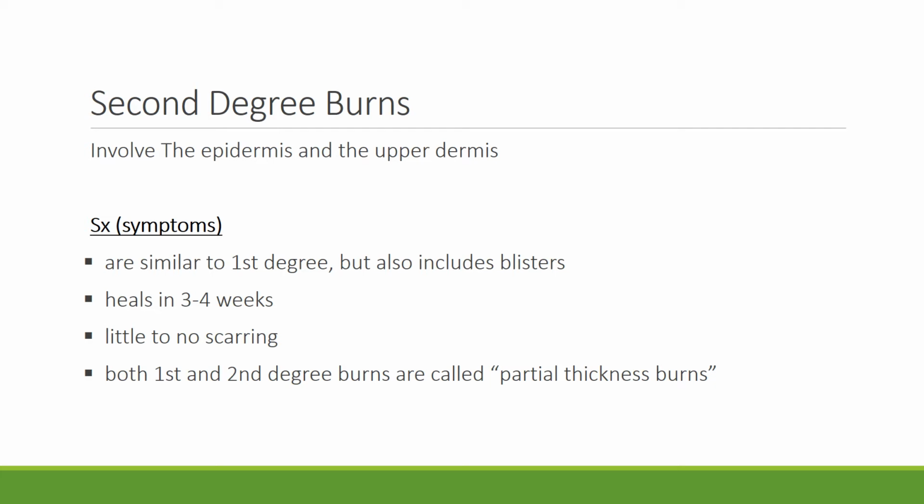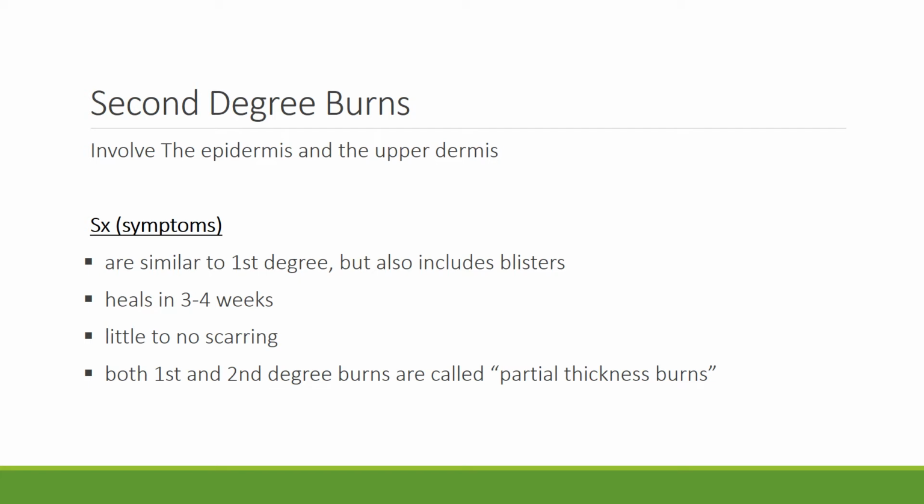Second-degree burns are more serious because the damage extends beyond the top layer of skin. It includes both the epidermis and the upper dermis. This type of burn causes the skin to blister and to become extremely red and sore. Some blisters will pop open and give the burn a wet or a weeping appearance. The symptoms are similar to first-degree burns, but again includes blisters. The healing takes about 3 to 4 weeks, and in most cases there's little or no scarring.